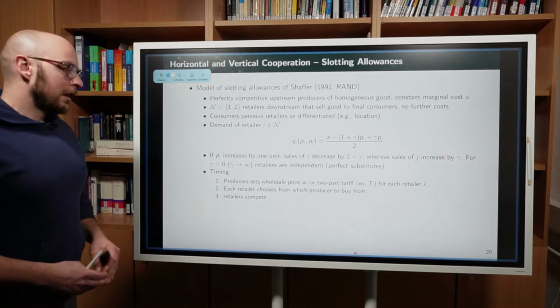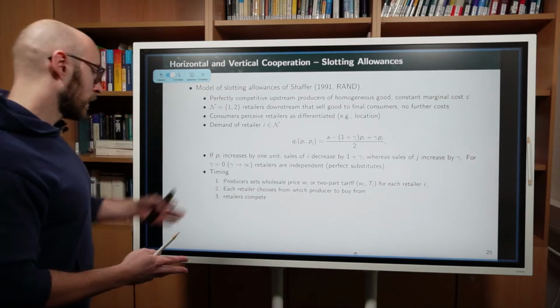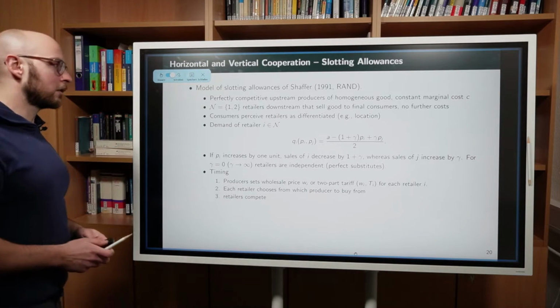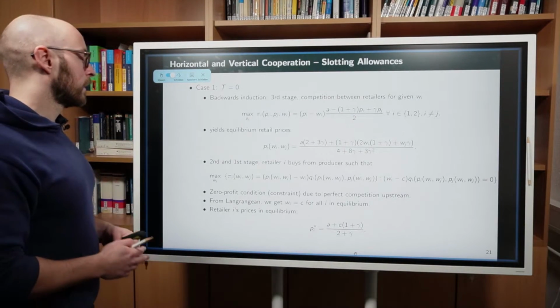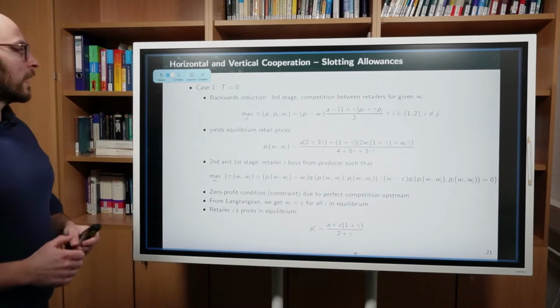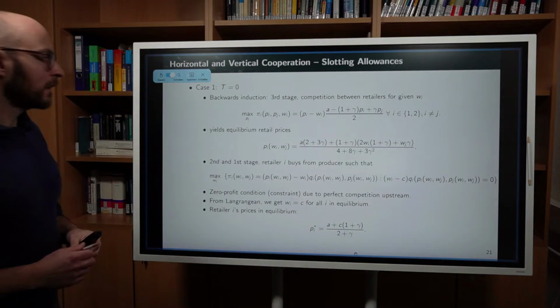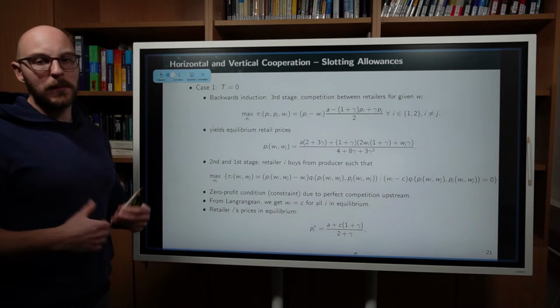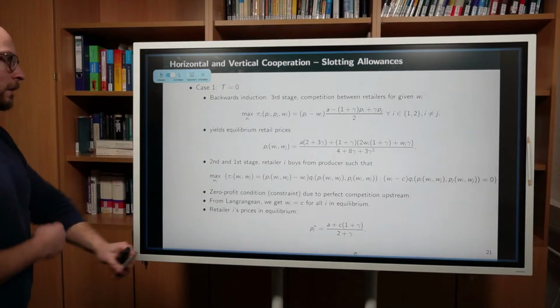Now, each retailer chooses the producer from whom to buy. And on the third stage, the retailers compete. So that's how the setup looks. Now, the first thing that we're looking at is a case where the fixed fee is basically bound to be 0, right? So, a setup without a fixed fee.